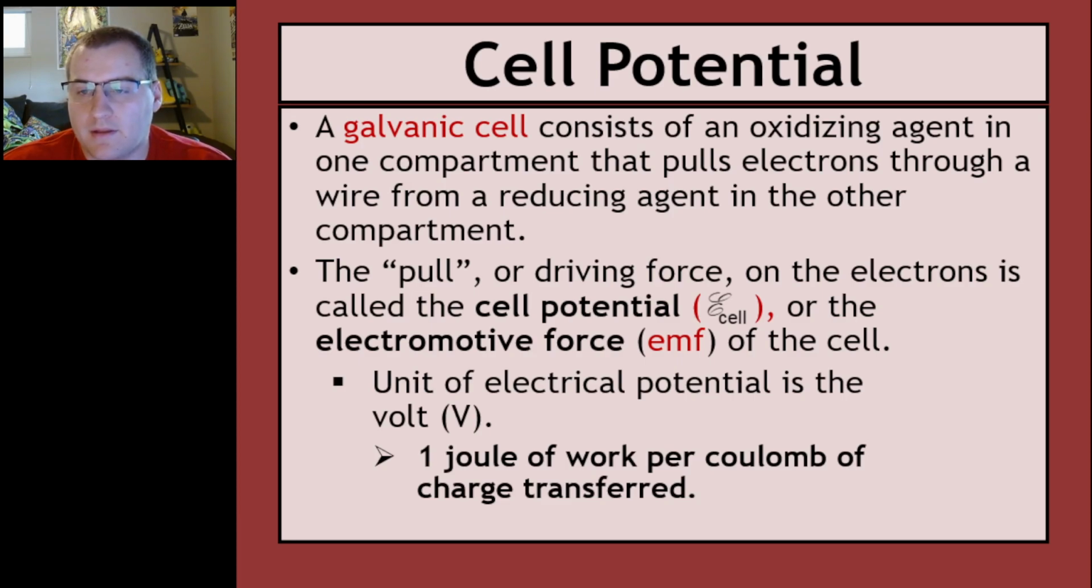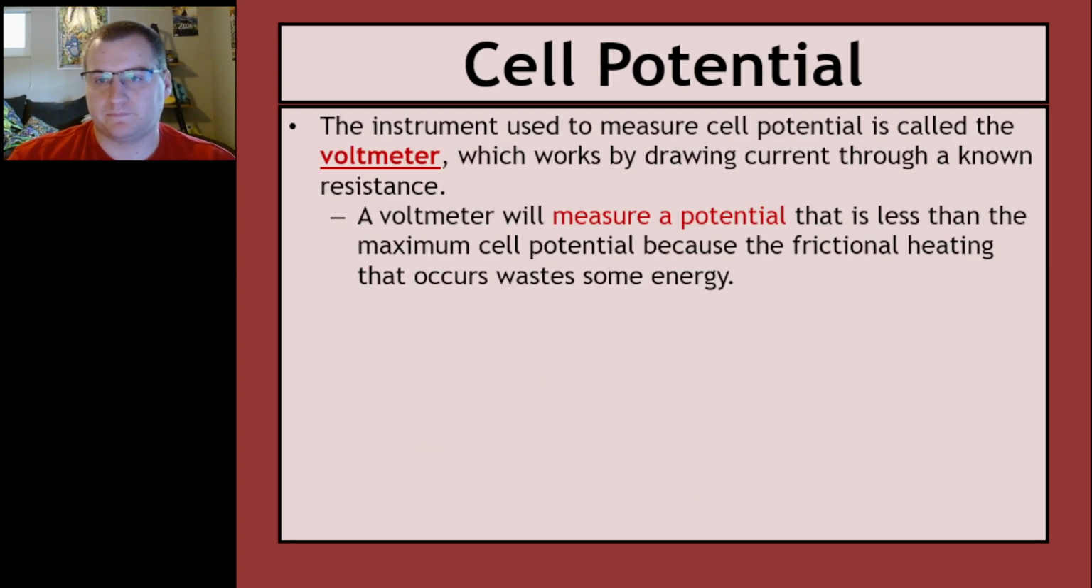All right. The unit of electric potential is the volt. We usually just write a capital V. Down here's more like an SI unit definition: 1 joule of work per coulomb of charge transferred. Don't worry about that. If you're in physics, worry about that.